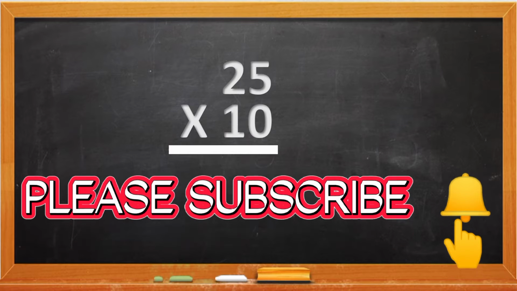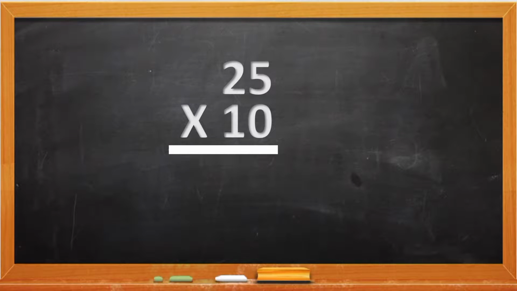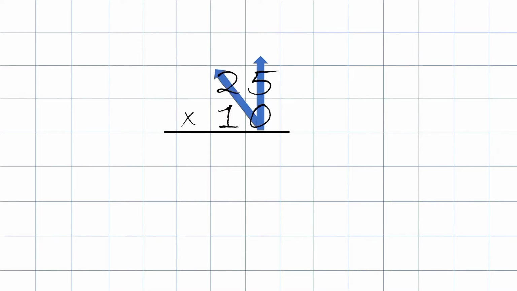So you're going to multiply 25 times 10. You're going to multiply 0 times 5, then 0 times 2. So 0 times 5 is equal to 0. 0 times 2 is also 0. Then we move on to 1. 1 times 5 is equal to 5. So we write 5. Then we move on to 1 times 2.